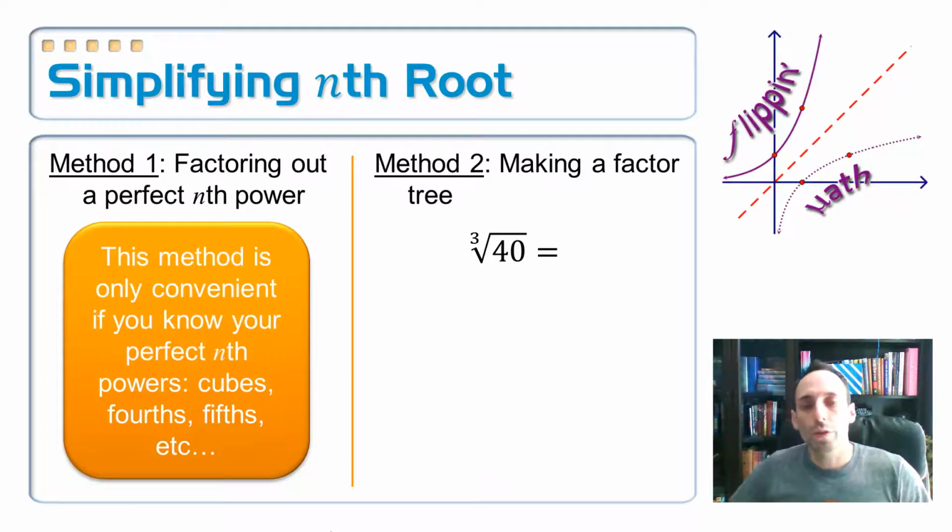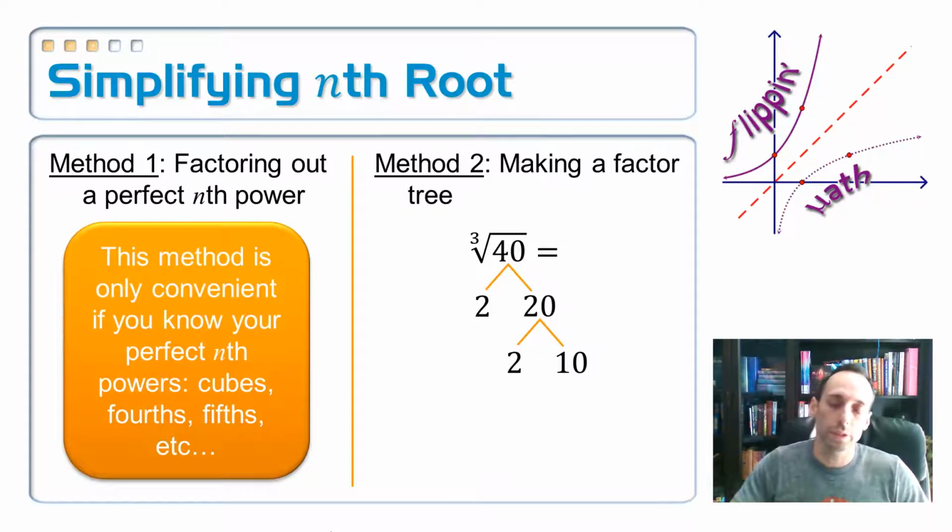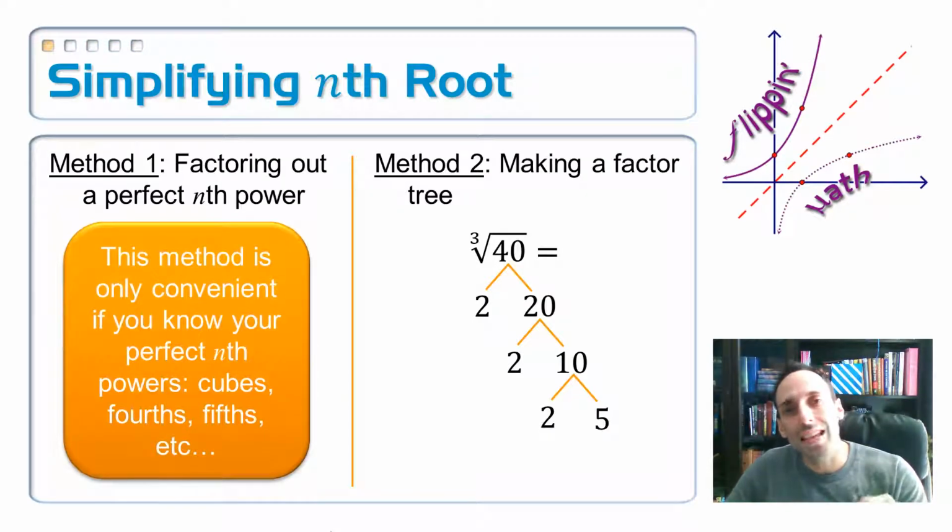So over here on the cube root of 40, just start factoring. It's even, so 2 goes into it 20 times. 20 is even. 2 goes into that 10 times, and then, well, still even, so 2 times 5. Okay, since this is a cube root, I'm looking for perfect cubes. A perfect cube is going to be 2 times 2 times 2. I'm looking for a triple of that factor.